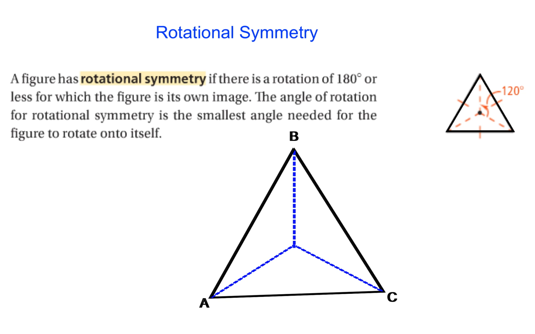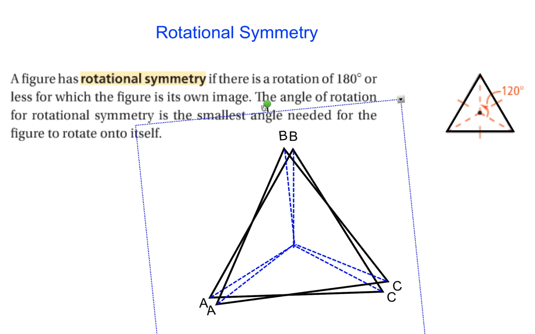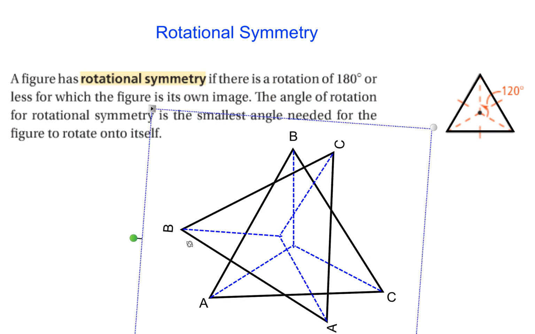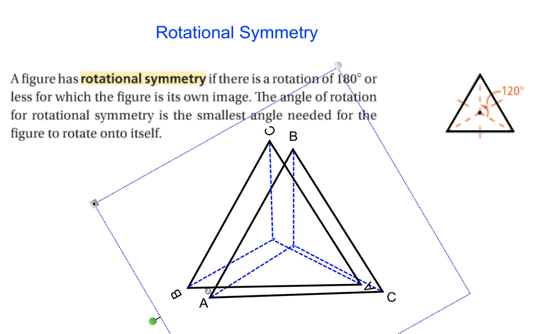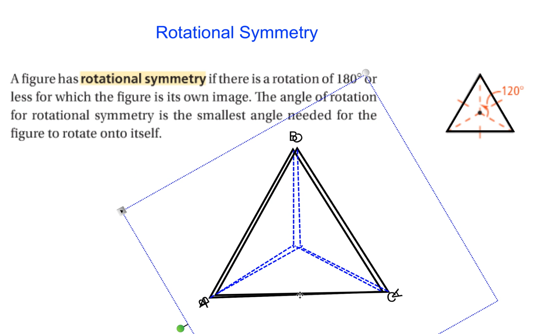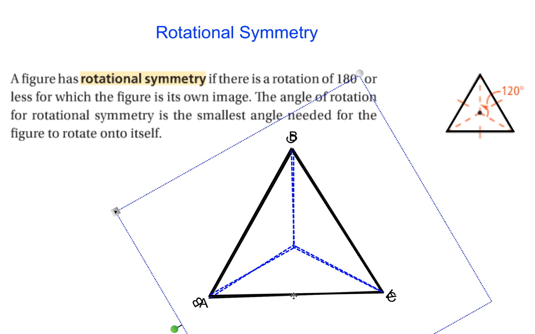A figure has rotational symmetry if there is a rotation of 180 degrees or less for which the figure maps onto itself, or is its own image. For example, if I can take this equilateral triangle and rotate it a certain number of degrees and fit it on top of itself, then it has rotational symmetry. Let's see. Can I rotate this around and actually fit it onto the original figure? And yes, I can. I've just done it.